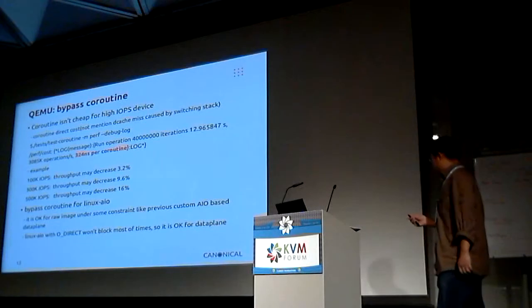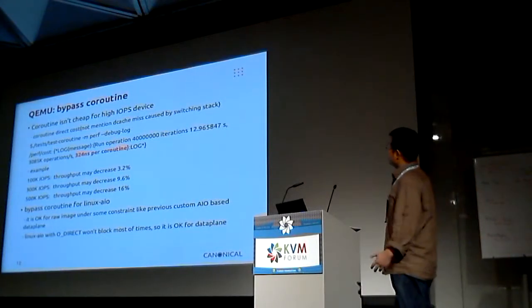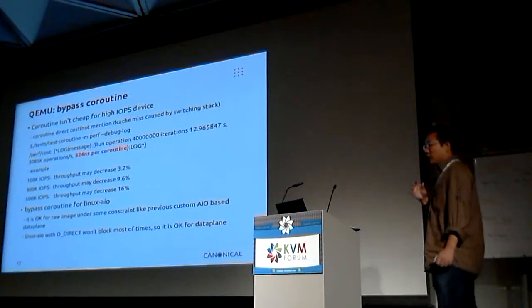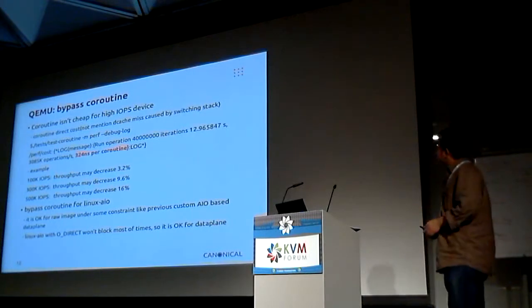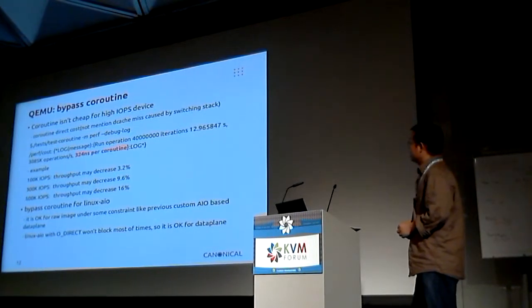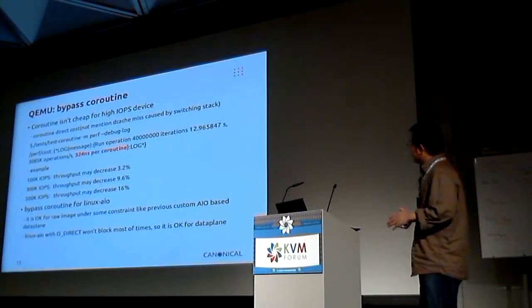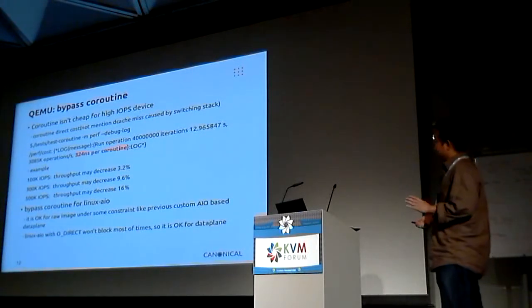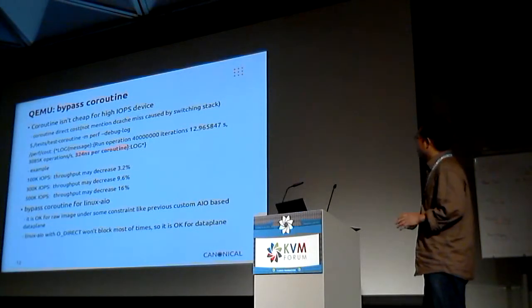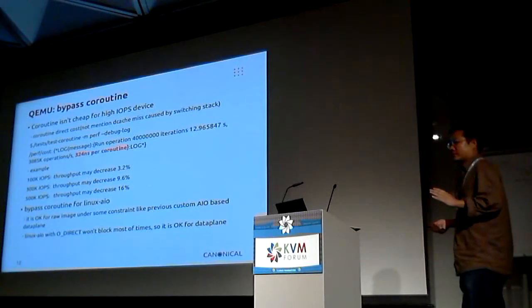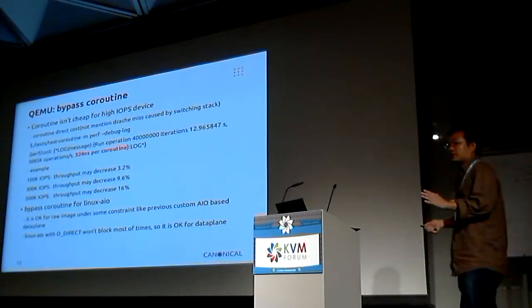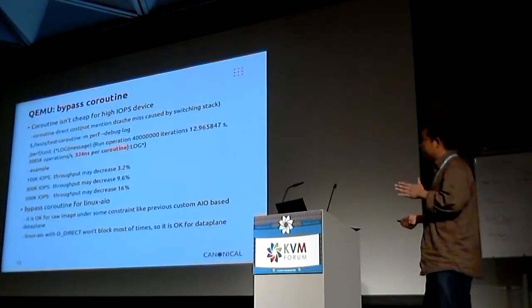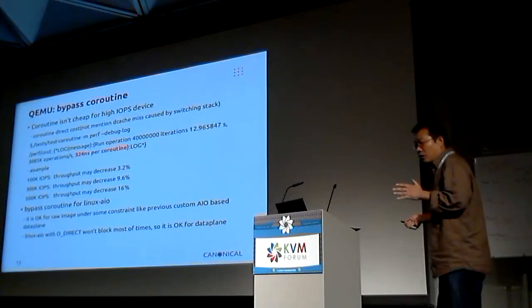The second optimization is about bypassing the coroutine. Coroutine is used widely inside QEMU, especially in the block layer. But in this test, we can see that at least for some high IOPS devices, the cost isn't cheap. For example, more than 100 nanoseconds is introduced for calling one single function. This function is just a loop, so the cost doesn't represent the cost of switching stacks.